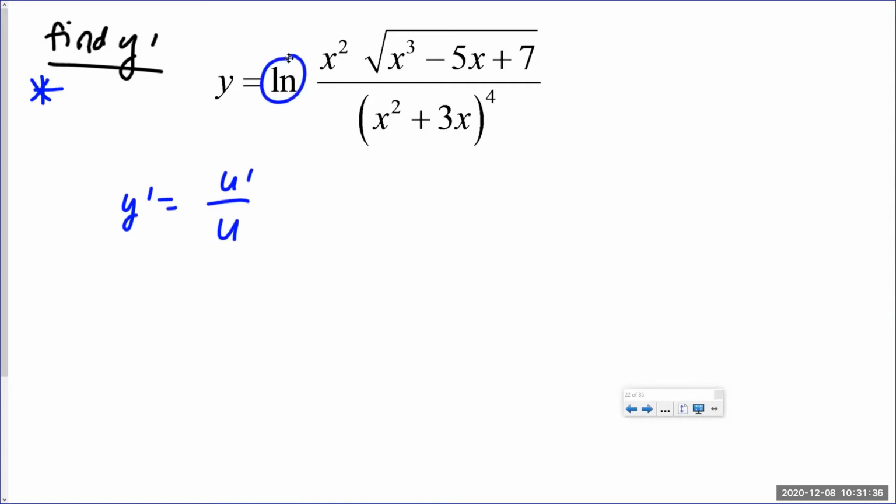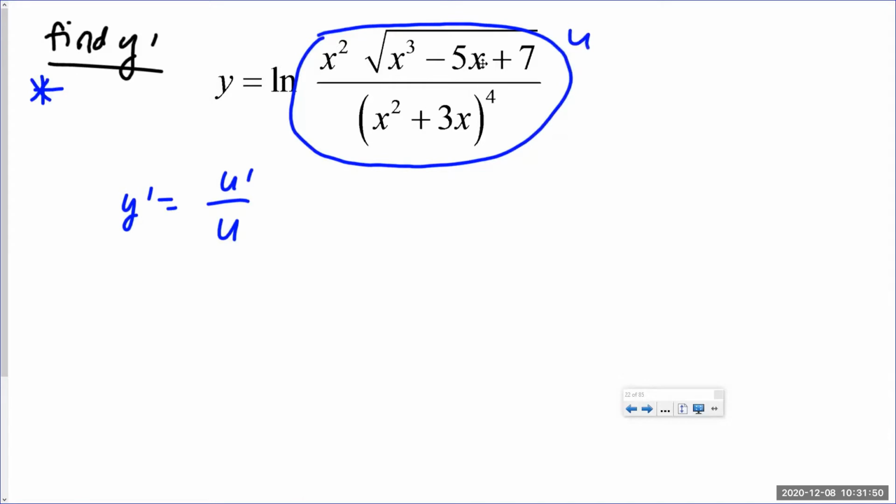Is everybody good with that? And there is a log, okay? So it's equal to u prime over u. All right, well, what is u prime? Okay, u prime is the derivative of u. So you guys good? This is my u, okay? So it's the derivative of this divided by this.